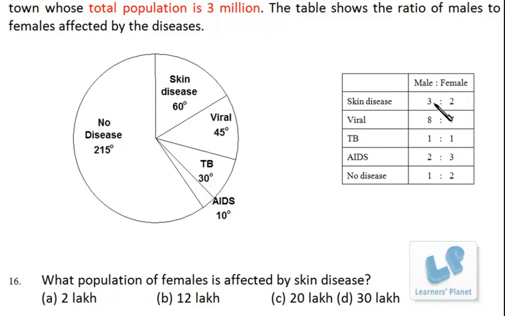So out of 5, females is 2, right? This 3 plus 2, 5. Out of 5, females are 2. So from 5, females are 2. So in all, the total population which is affected is 2 by 5 of 5 lakh, that is 2 lakh, right? Quite a simple question, friends. Let's take up the next question.